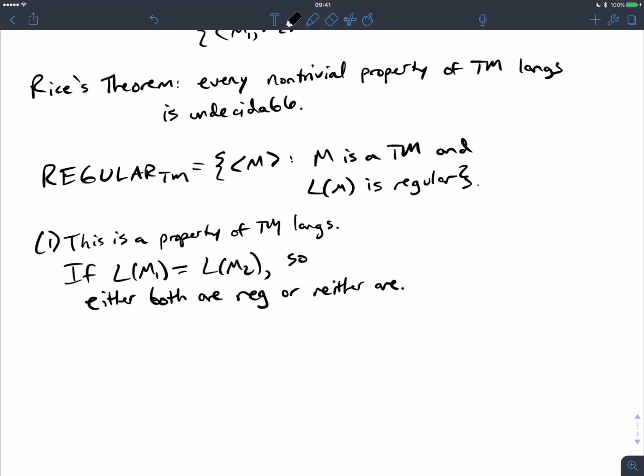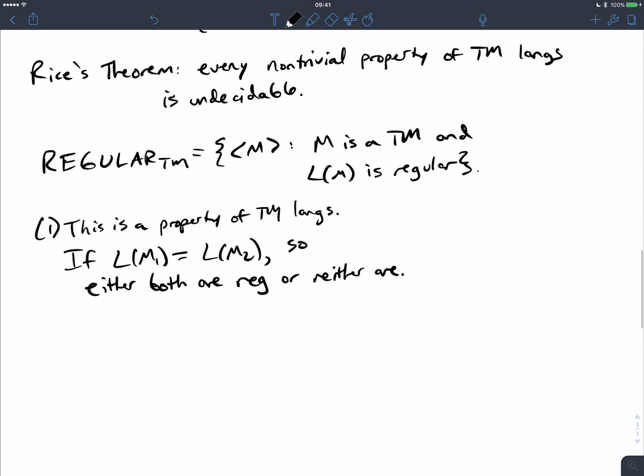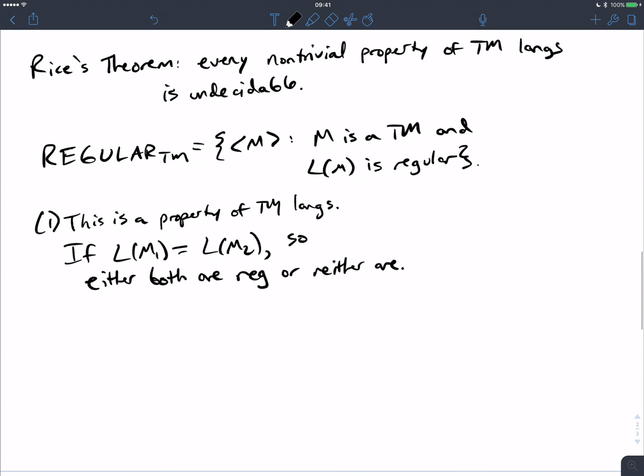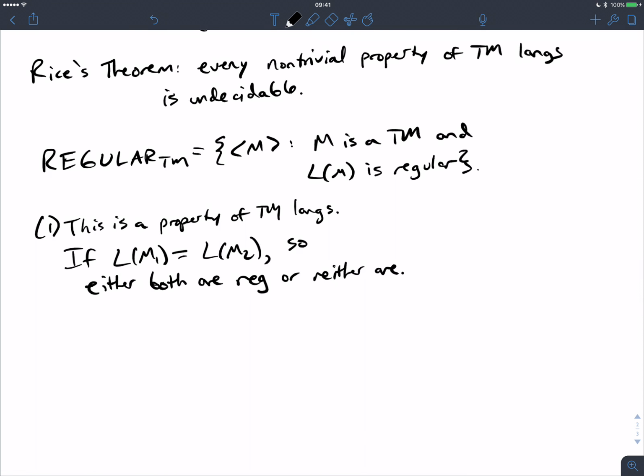And we can say that because we're using the regular TM definition on M1 and M2. So for two arbitrary Turing machines, if they have the same language, then they're both either regular or both not regular, by definition. Okay, have I shown everything I need to show? What thing did I forget? Non-trivial. I haven't shown that it's a non-trivial property yet.